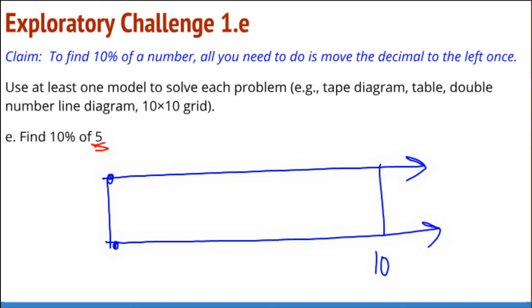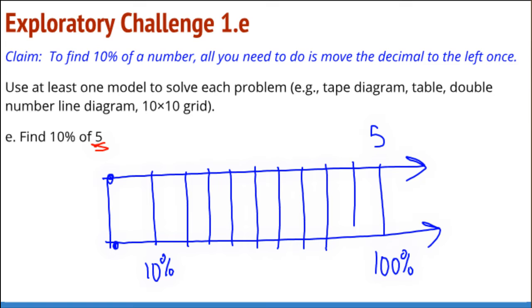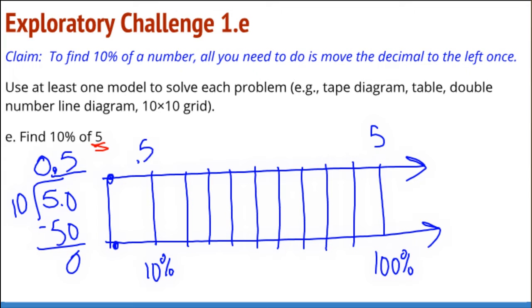So I know I've got my 100%, and I know that's equal to 5, and here's my 10%, and I'm going to divide it into 10 pieces: 10, 20, 30, 40, 50, 60, 70, 80, 90, and now I need to take this 5, and I need to divide it by 10. And I have found that 10% is equal to 5/10. I started with 5. If the decimal moves one place to the left, they are equal.